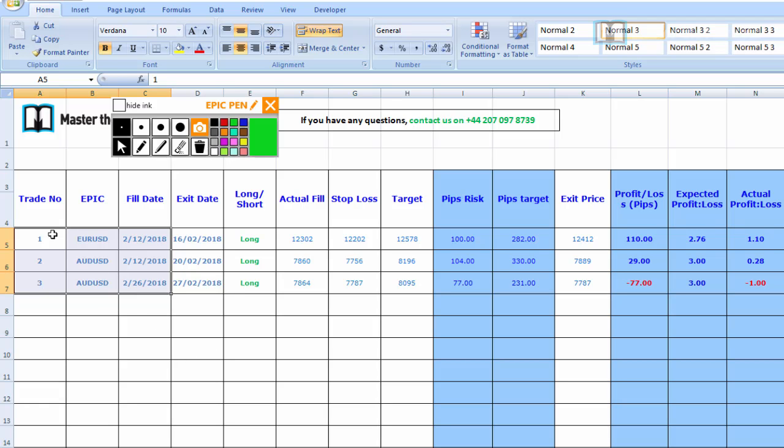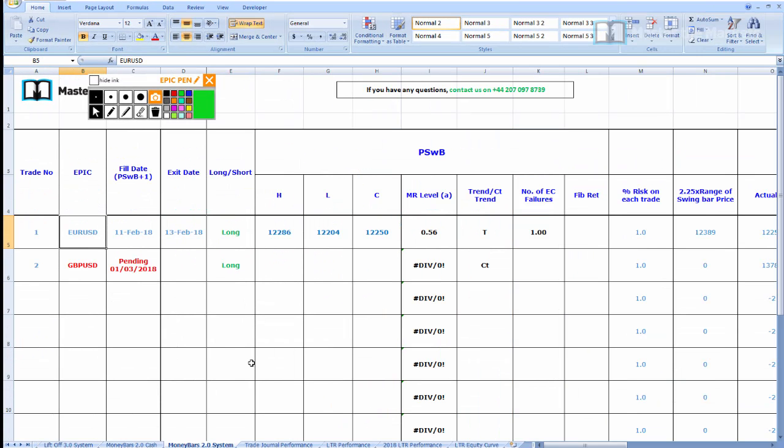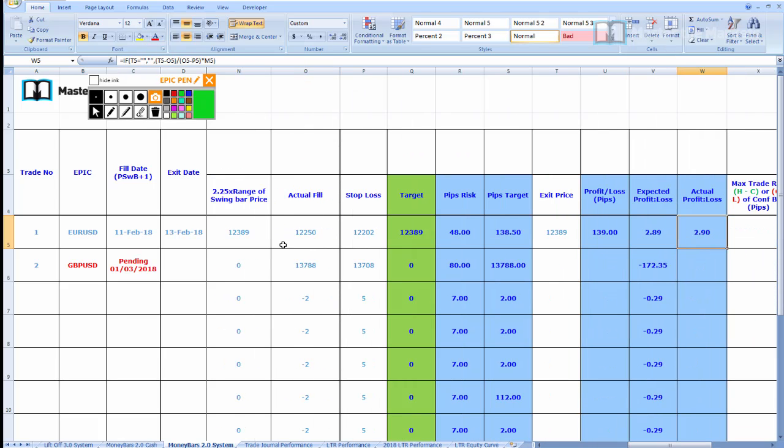Remember that most of the strategies that we do over here are meant to be steady, reproducible, and scalable, all right? So that any kind of institutional money can come into it as well. The next thing we are looking at is the money bar strategy, and with it we have made a really nice profit of 2.90% over here, 129 pips.